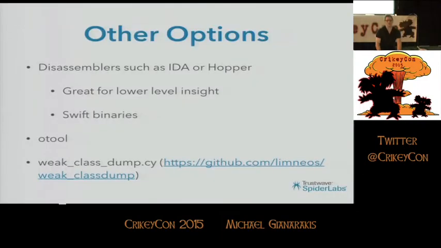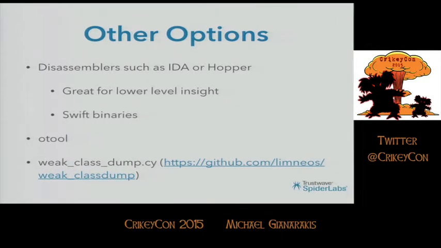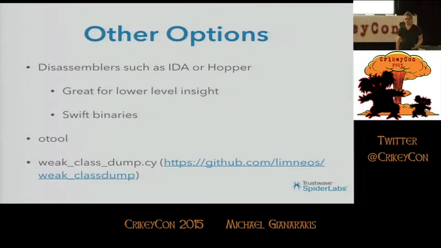Cool. So there are other options, as I mentioned. Disassemblers such as IDA or Hopper. They're good for giving a bit more of a low-level insight. And at the moment, they're great for Swift binaries because you can't really run class dump on them. There's not the same sort of information. Pure Swift binaries, class dump doesn't really work. But if you chuck it into IDA or Hopper, it works.